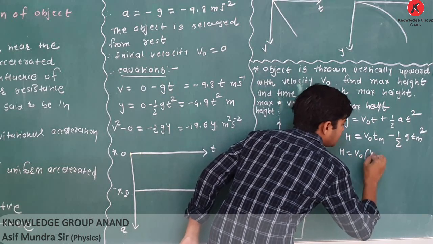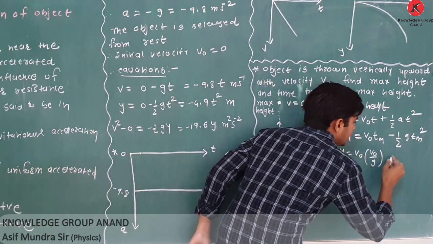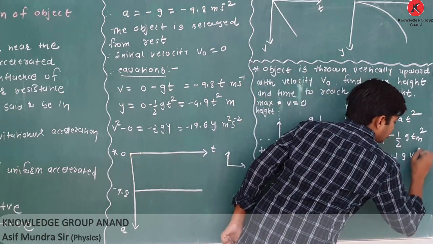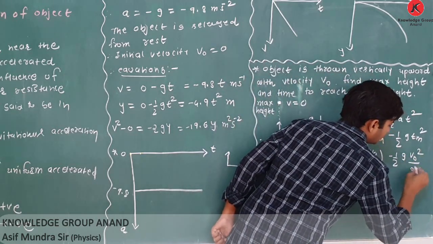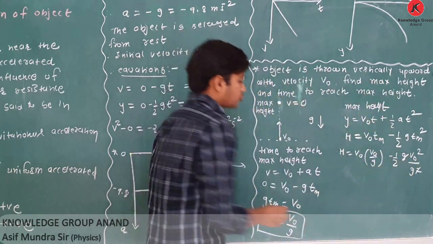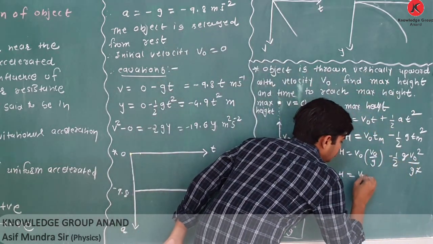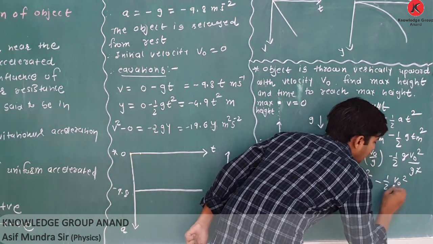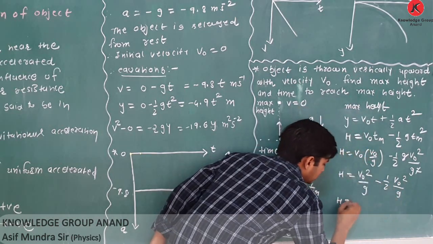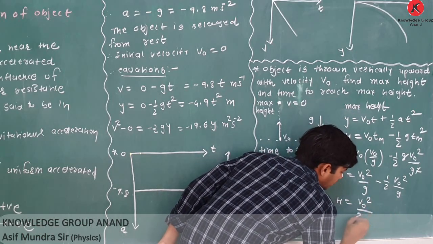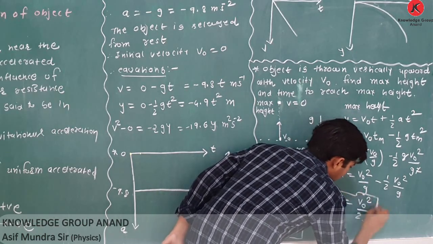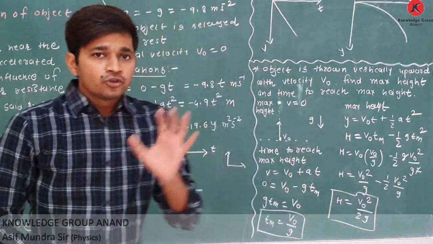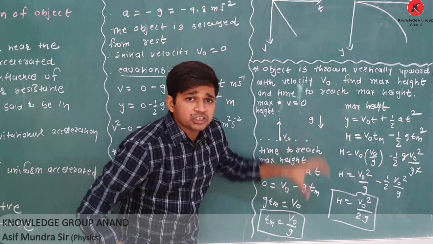What is the value of tm? v0 by g, minus half g. What is the value of tm square? It is v0 square upon g square. One g cuts. So h is equal to v0 square upon g minus half v0 square upon g. So h is equal to v0 square upon 2g. h is equal to v0 square upon 2g. Clear? So you have to remember this.